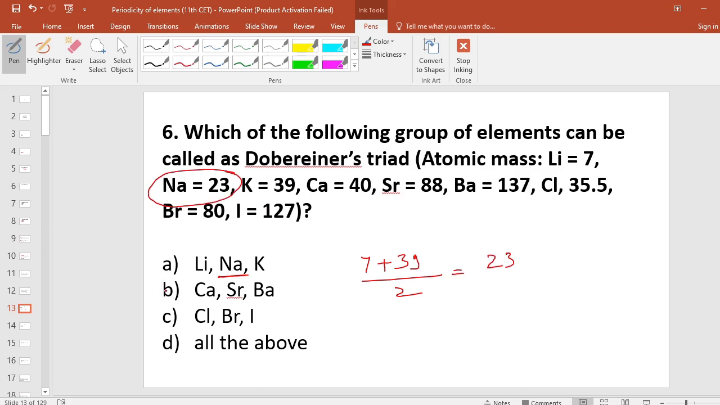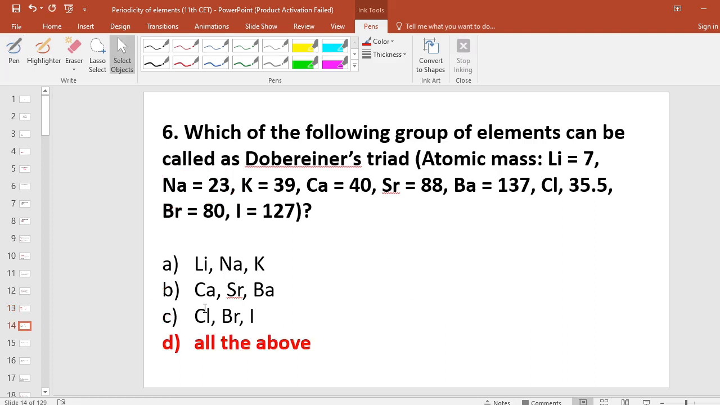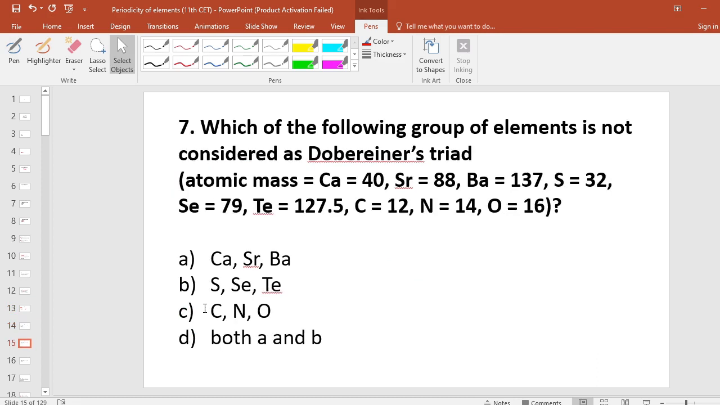If you try to calculate for calcium, strontium, barium, you will find same thing. Also in case of chlorine, bromine and iodine, you will find that the atomic mass of bromine is the average of atomic masses of chlorine and iodine. So option will be all the above.